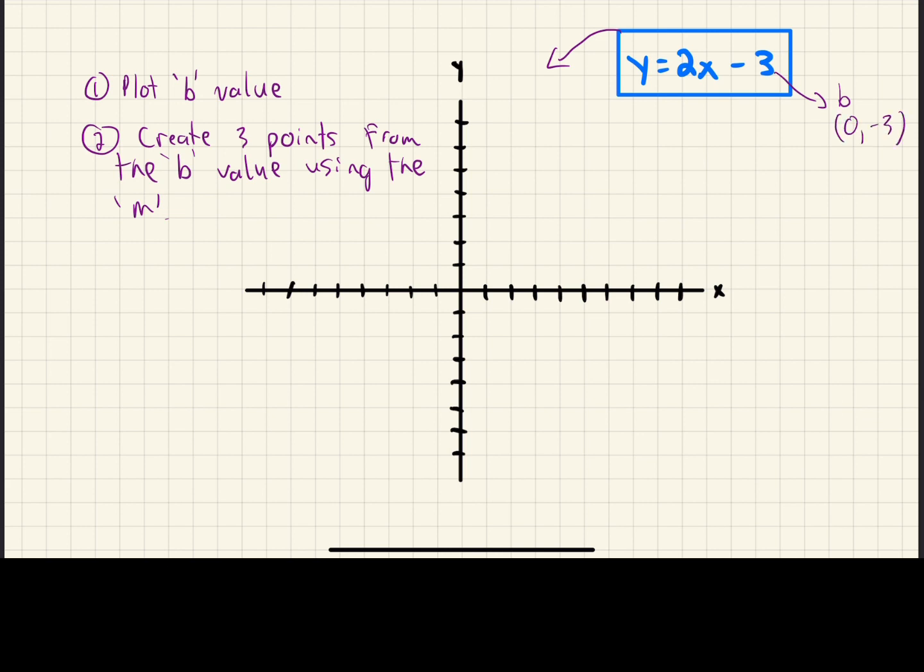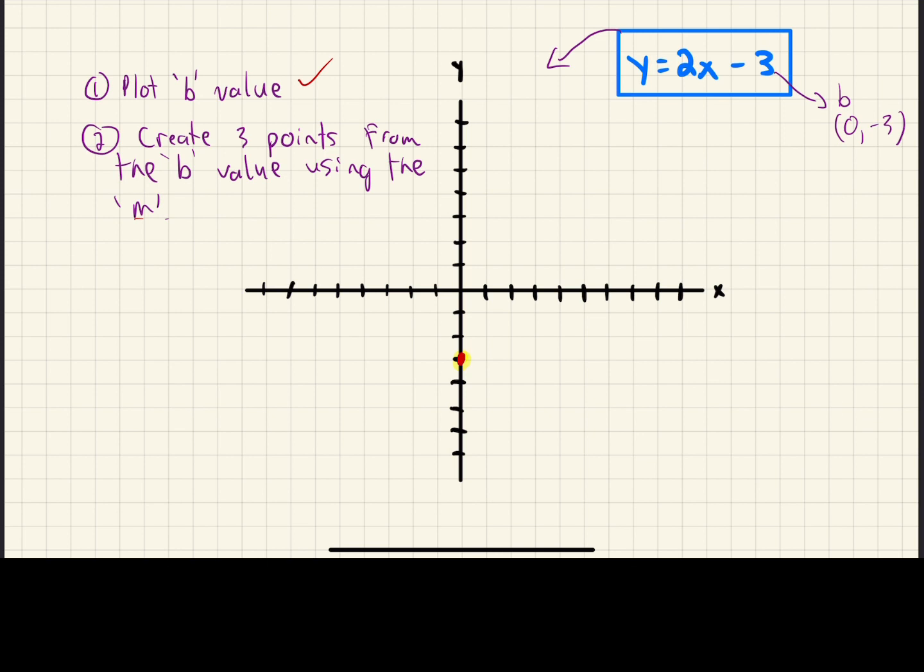So I'm going to go ahead and do that right away in red over here. I'm going to find -3 at 0, and I'm going to plot that point here. Okay, and I'll make it kind of big so we can see it. Okay, so I plotted the b value. Now I'm going to create 3 points from the b value using the m value. So from here, and I'll highlight it, from here, I'm going to make 3 other points.